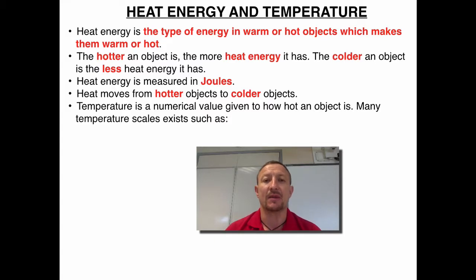Now heat energy is measured in joules, and what we find is that heat energy will move from an area where there's lots of heat energy, i.e. a hot object, to areas where there is very little heat energy, a cold object, so it moves from hot to cold. Now this shouldn't be confused with the concept of temperature. Temperature is just basically a numerical value which indicates how much heat energy is present in an object.